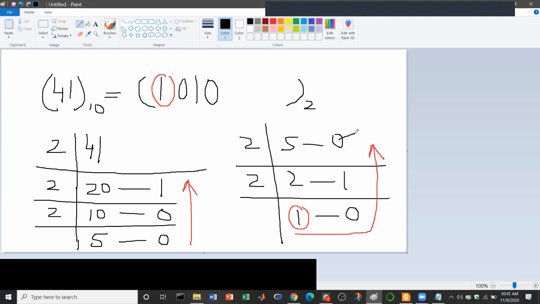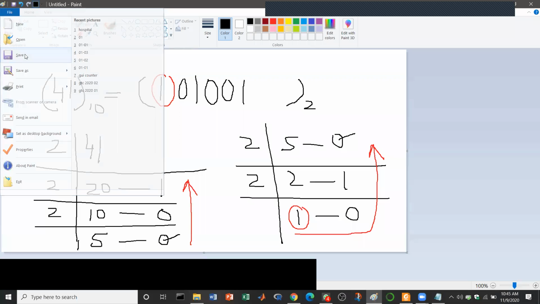And remember, this 0 is the same as this 0. I have to write it 2 times. So 0 and 1. So this is my final output. And this is the process how we convert a decimal number with a base 10 into a binary number with a base 2. So I'm sure you all now get the picture.